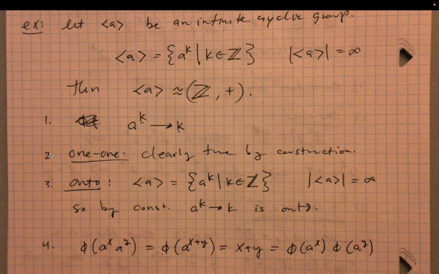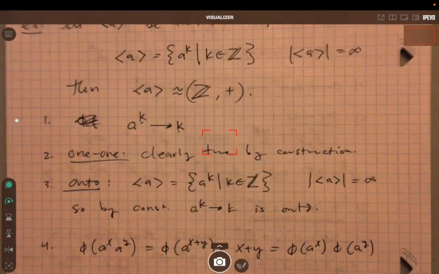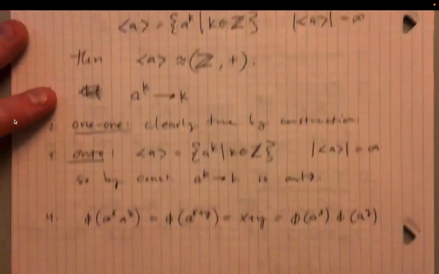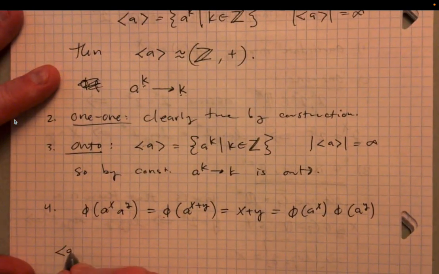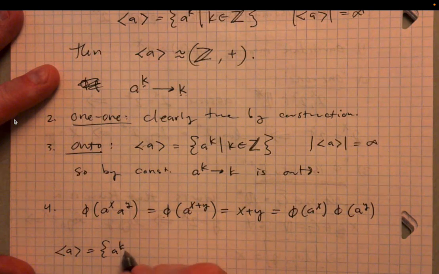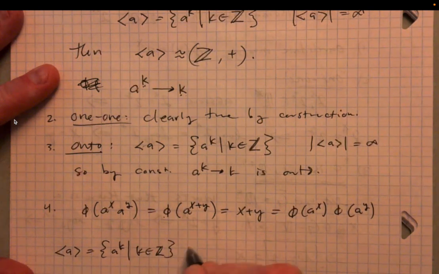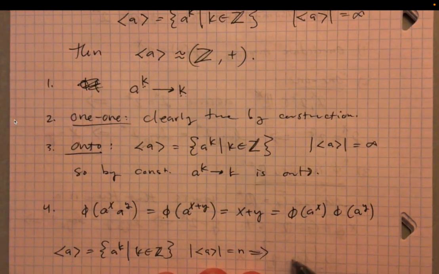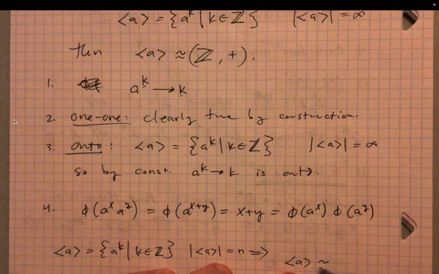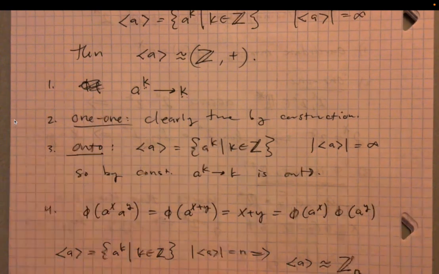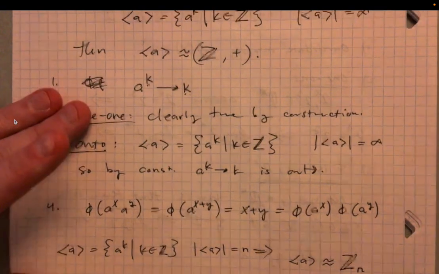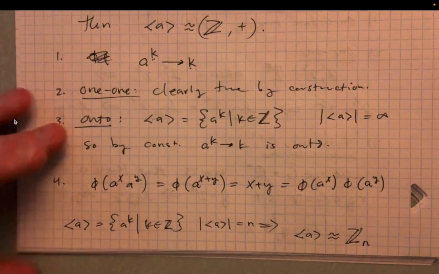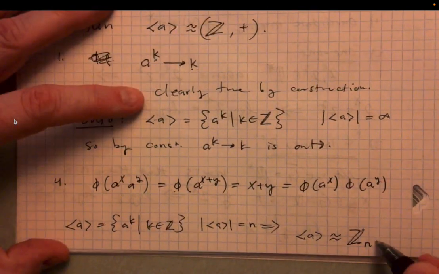Now a lot of other examples could be spun off this kind of idea. We could also say that if we have some a where a to the k, again k is an integer, and this time the order of a is n, then in this case A is going to be isomorphic to the integers mod n. So in the finite cyclic group case, you get isomorphisms to the integers mod n. This is mod n under addition.